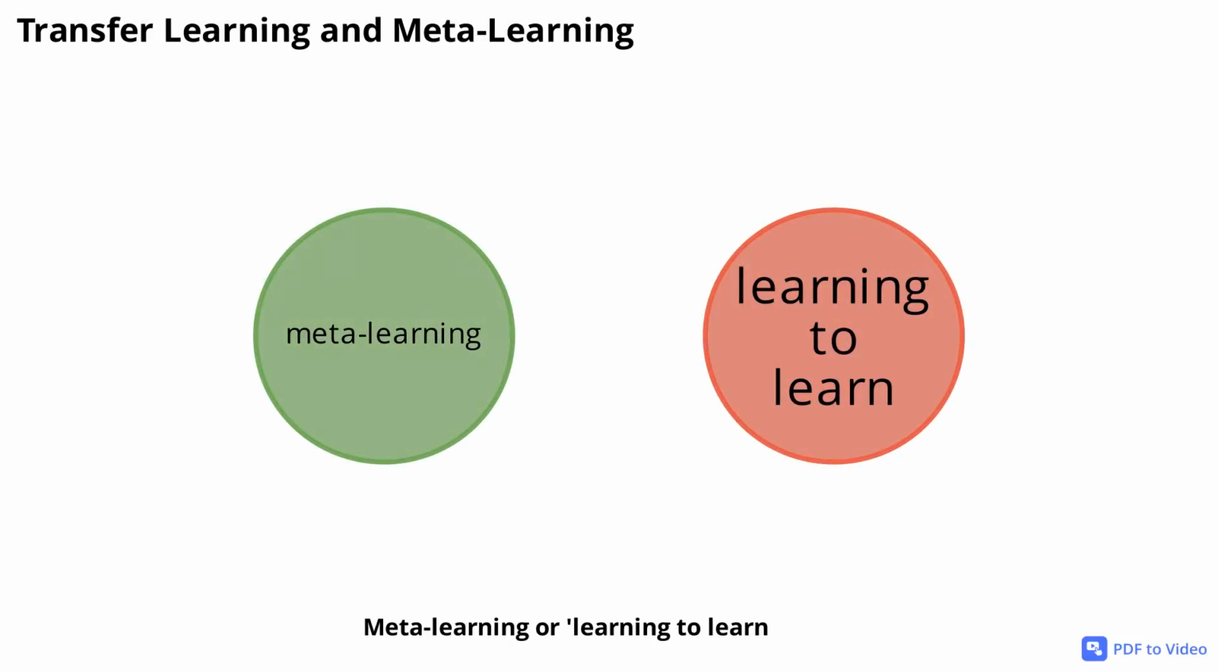Meta-learning, or learning to learn, is closely related to transfer learning. In meta-learning, models are trained to quickly adapt to new tasks, often by leveraging transfer learning techniques. This enables AI systems to become even more flexible and efficient in handling diverse challenges.